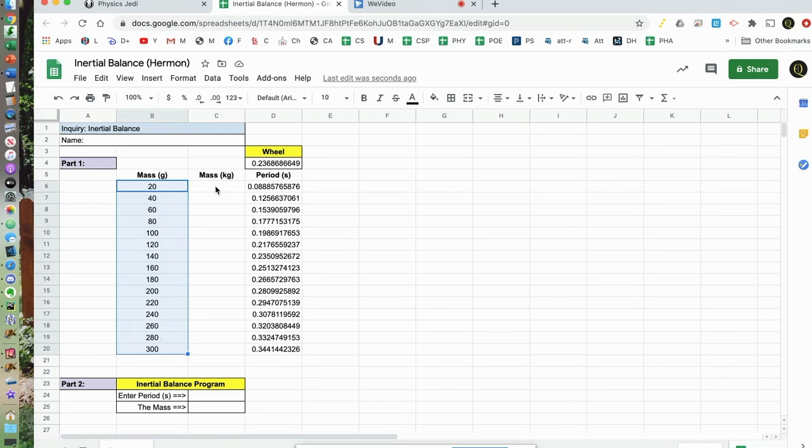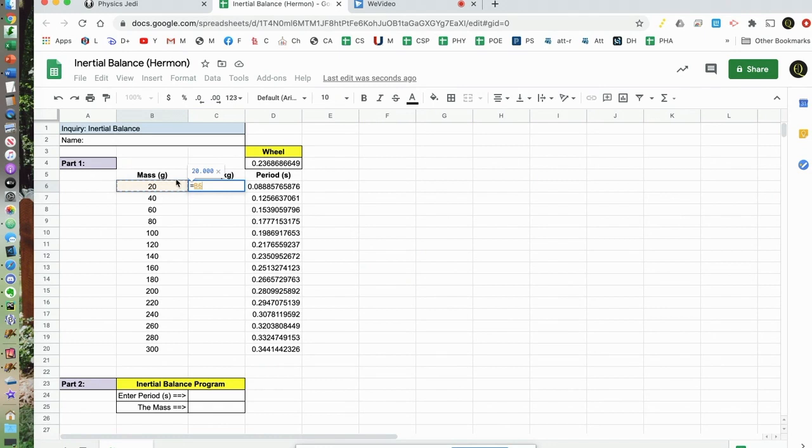Now we actually want to convert, we want to MKS unit this. We want these masses to be in kilograms. So we're going to do that in this next column here. And the way we can do that, we can let Google figure it out for ourselves. We can do a formula. We can do equals. And then we can grab this cell, click that cell.